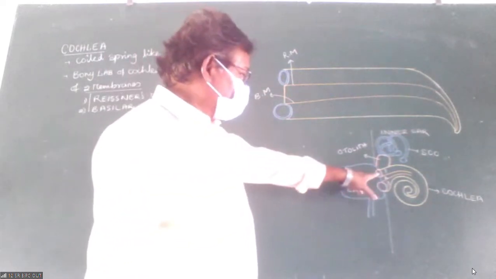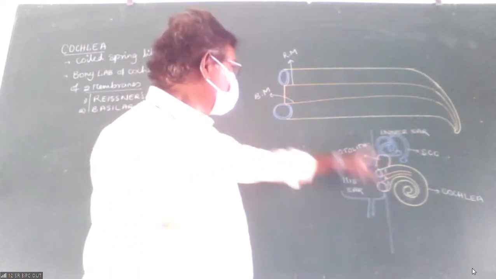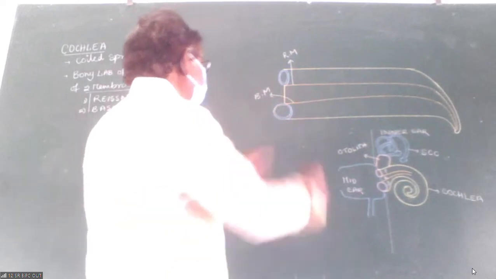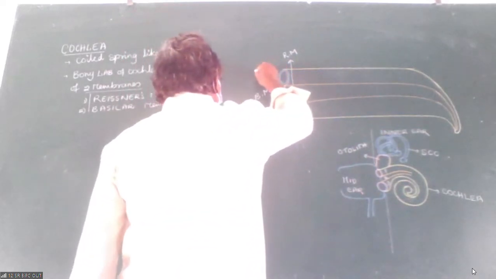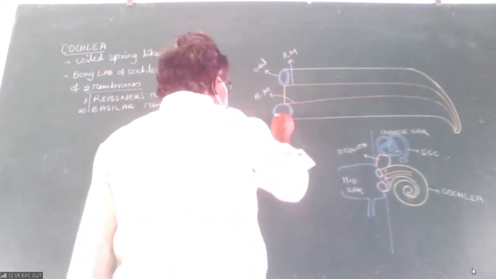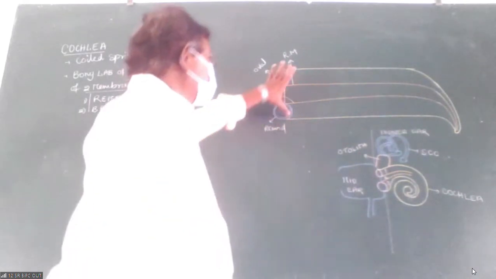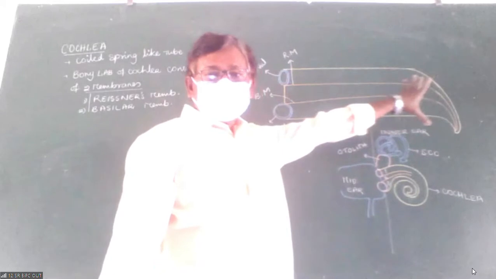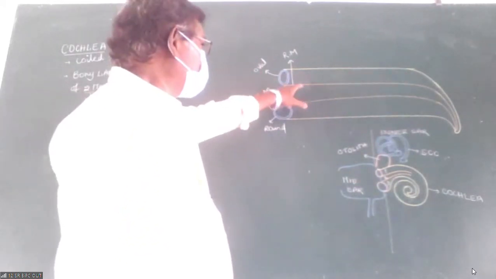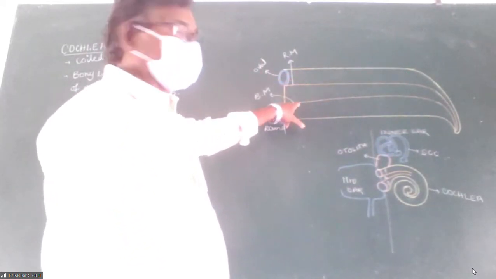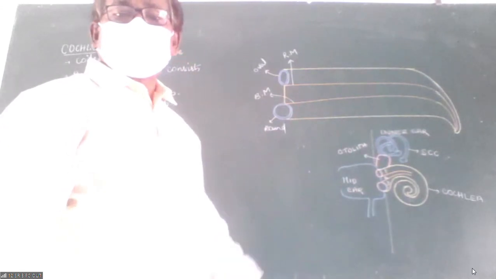As you see, this is oval window, this is round window. Then this is the entire cochlea. The entire cochlea will have two membranes, Reisner's membrane and basilar membrane. Now, what do you understand by this diagram?